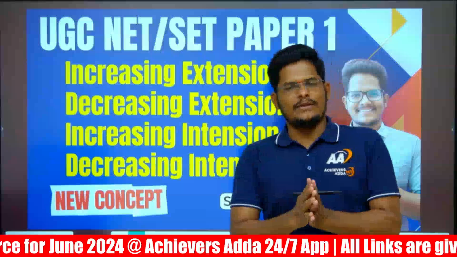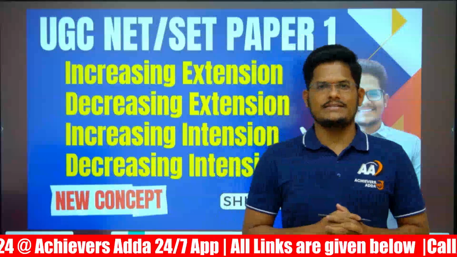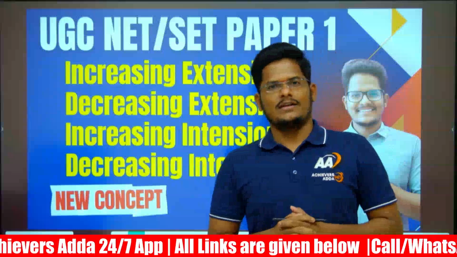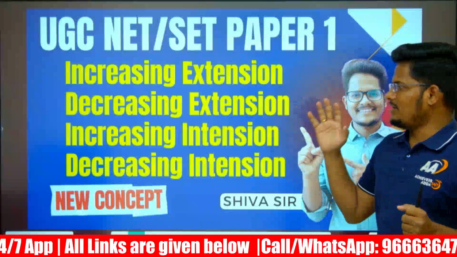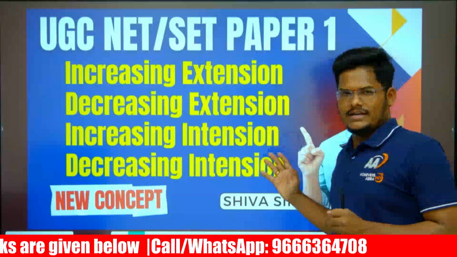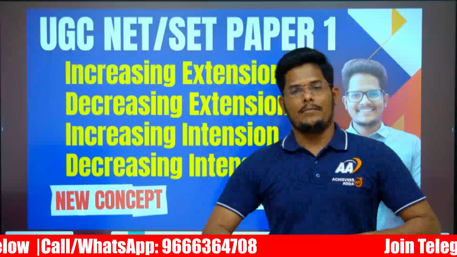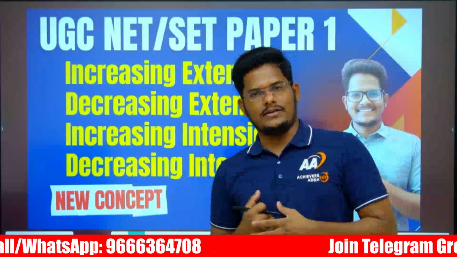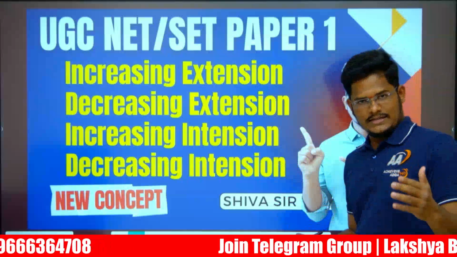So this will be a new topic in UGC NET paper 1, logical reasoning, that is unit number 6. The topic is related to increasing extension, decreasing extension, increasing intention and decreasing intention. This topic is part of the connotation and denotation which is coming under the deductive and inductive reasoning of logical reasoning. So I will be explaining these new concepts.